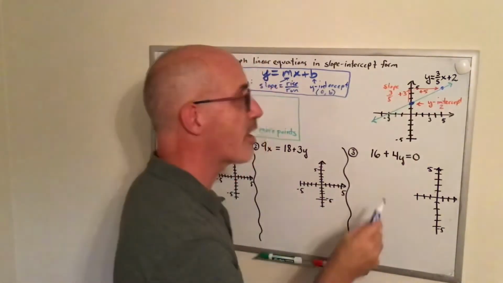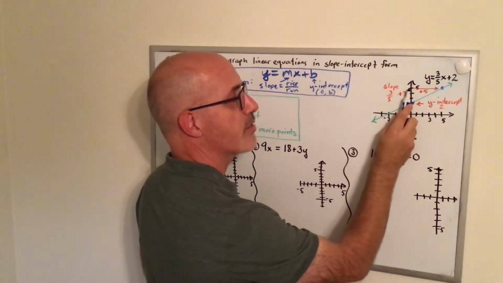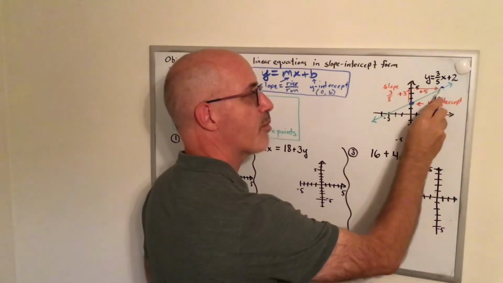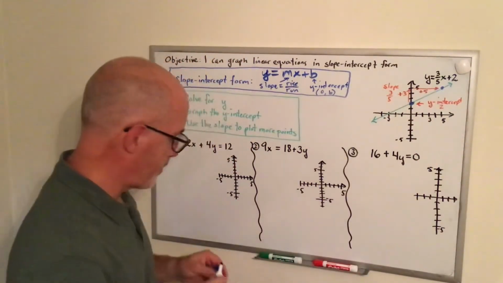And then from there, our slope is 3/5, so we go up 3 units, we rise 3, and we go over, run 5 units to come up with another point, and then draw our line. You can do more points from there as well.